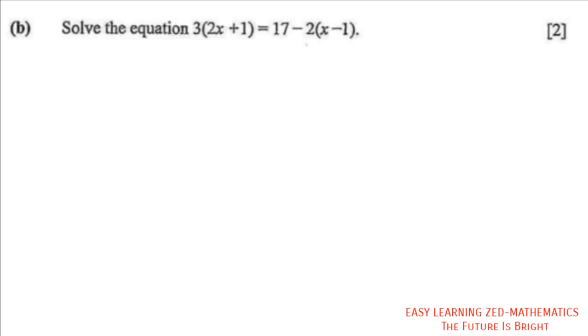In this video, I'm going to solve the question that came in 2015, and this question was as follows. Solve the equation 3(2x - 1) = 17 - 2(x - 1). This question was carrying 2 marks, as you can see in the top right corner of the screen. There is a 2 there, indicating the marks allocated to this question.